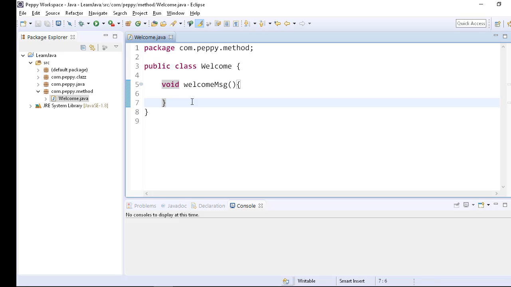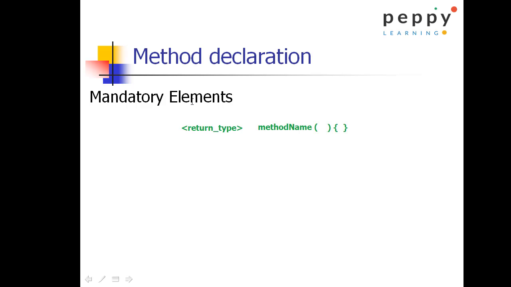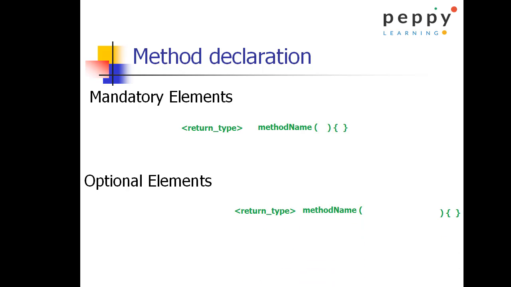Now, let's go back and see the optional elements. In a method, apart from the method name and return type, which are mandatory elements, you can have parameters inside the brackets, and you can have a non-access specifier and an access specifier as part of the method declaration. Let's go and create one.